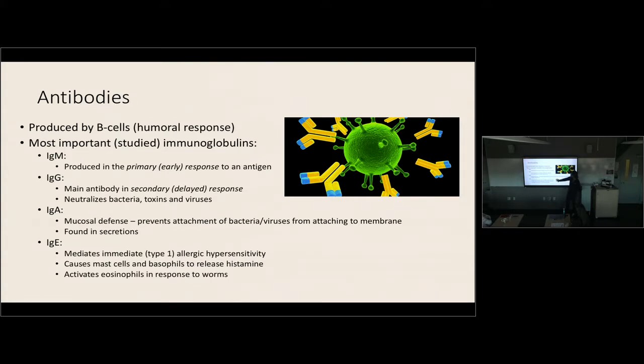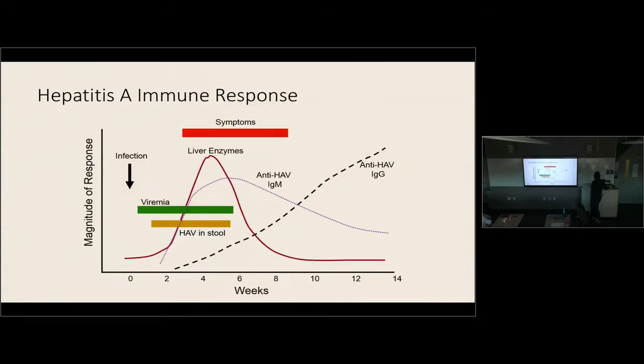And then there are these other two that you'll see less often: IgA, which is a mucosal response antibody, and IgE, which is more of an allergic response antibody. This triggers most of the major allergic reactions, like anaphylaxis, which is caused by IgE. But the two main ones that you'll see for diagnostic purposes are IgM and IgG. And so here's an example. This is hepatitis A.